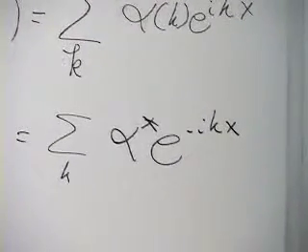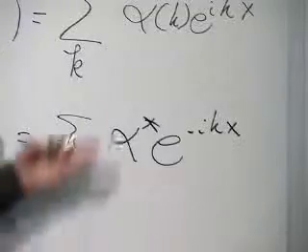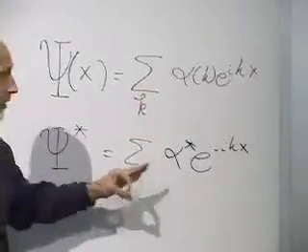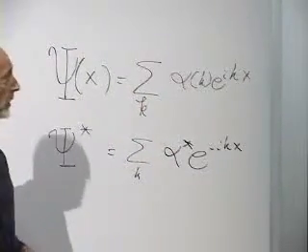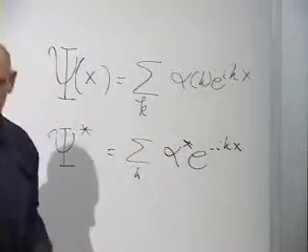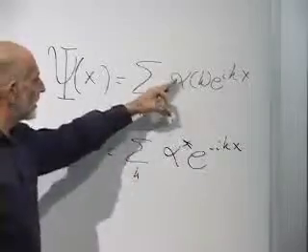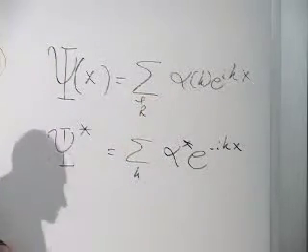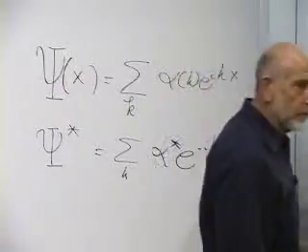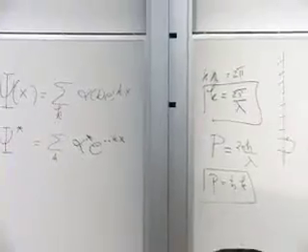So to specify a classical wave, let's call this a classical wave, you specify all of these Fourier coefficients. You don't have to specify separately the alphas and the alpha stars. If you know alpha, you know alpha star. But you do have to specify the real and imaginary part of the alphas. Okay. So a classical configuration of a wave is specified by giving the alphas.